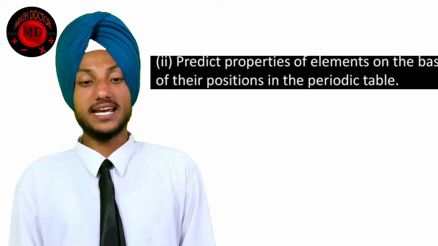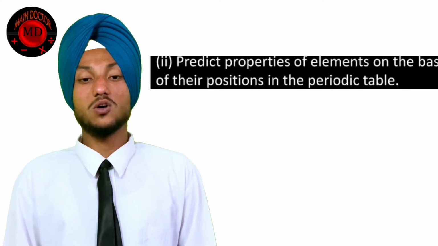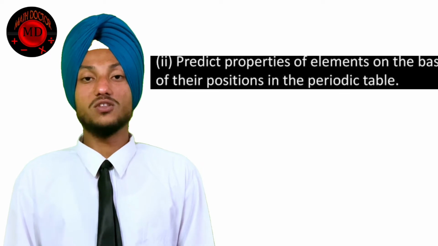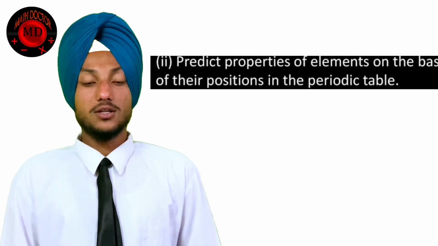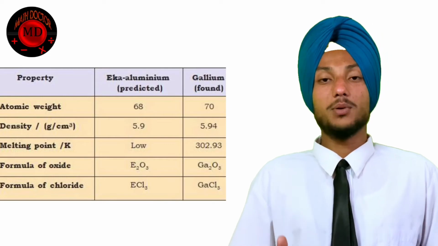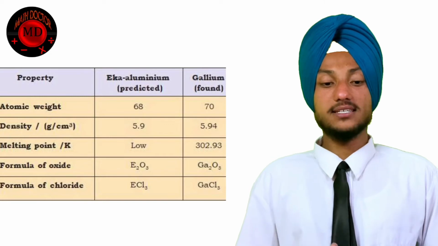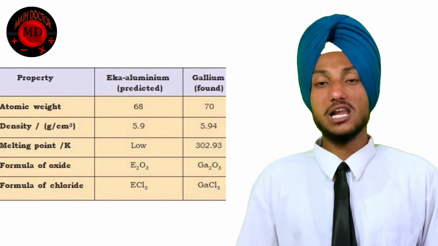Now let's discuss the second one. Mendeleev's periodic table could predict the properties of the elements on the basis of their position in the periodic table. We can see from the above table that the properties of Eka aluminium predicted by Mendeleev are almost exactly the same as the actual properties of the gallium element.